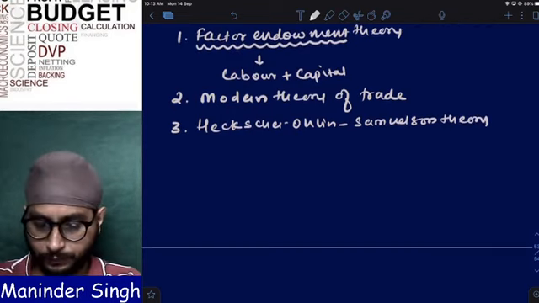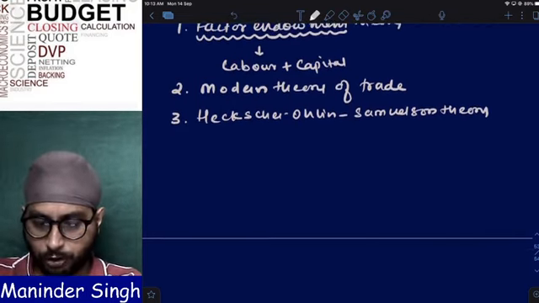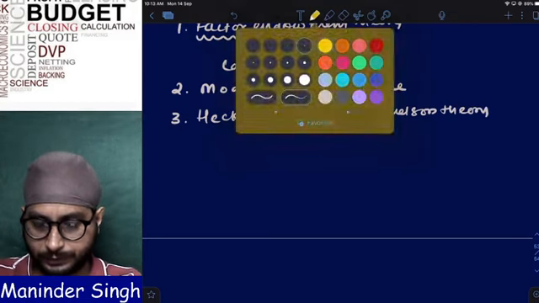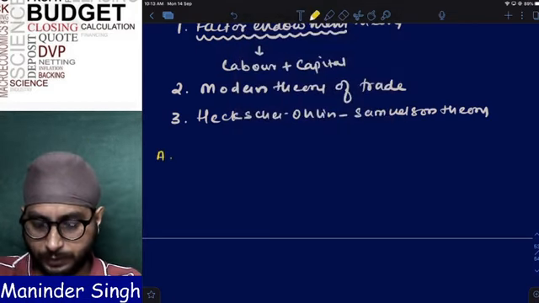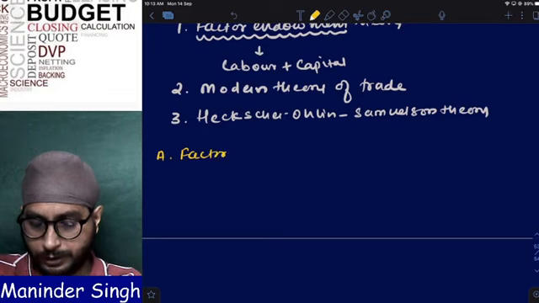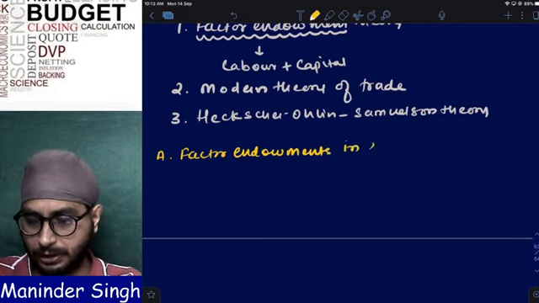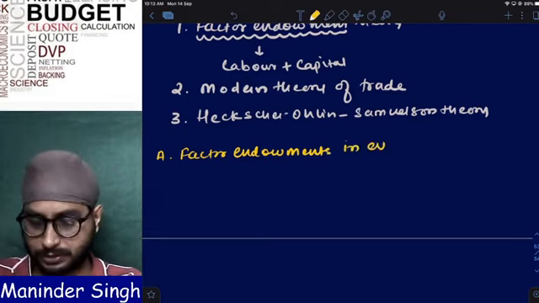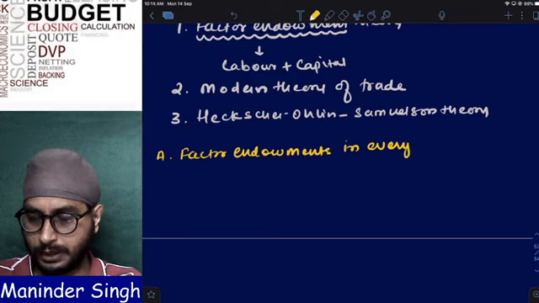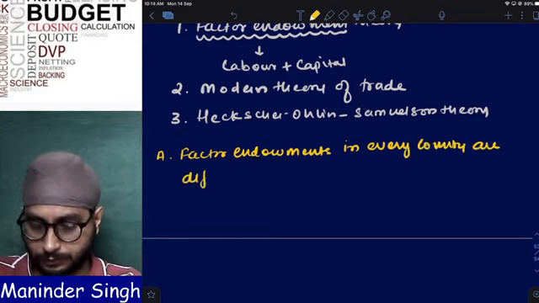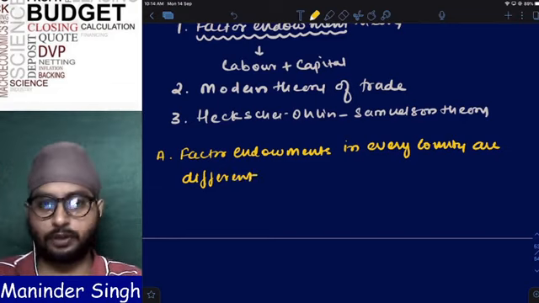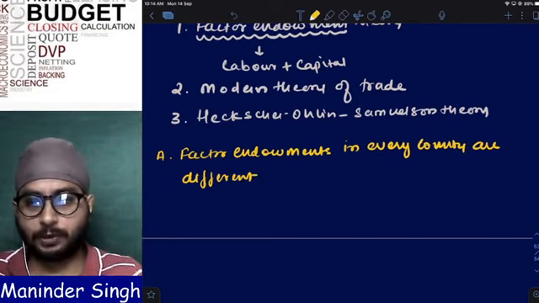Now tell me, factor endowments in every country, are they the same or different? I'll write something, you tell me whether it is true or false. Factor endowments in every country are different, correct or not? Factor endowments in every country are different. What do we mean by this?